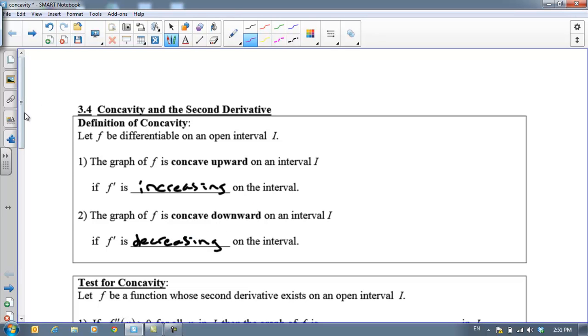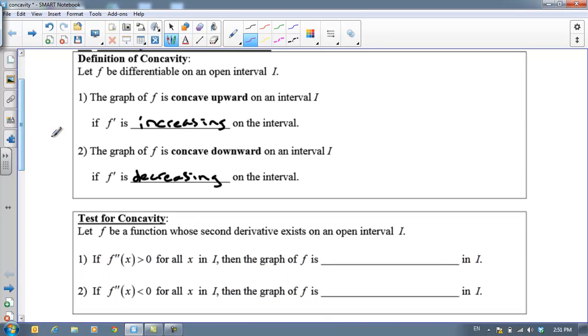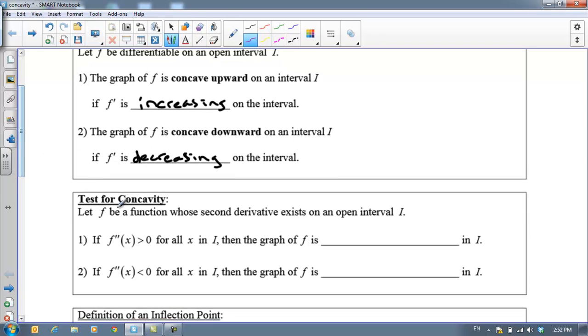Now, how do we tell if something is increasing or decreasing? How do I know if f prime is going up or going down? Well, that will be from the second derivative. F double prime will tell me whether or not f prime is increasing or decreasing. So if f double prime is positive for all x in an interval, then the graph of f is concave up. And then if f double prime is negative for all x in the interval, then the graph of f is concave down. That's how we're going to tell.